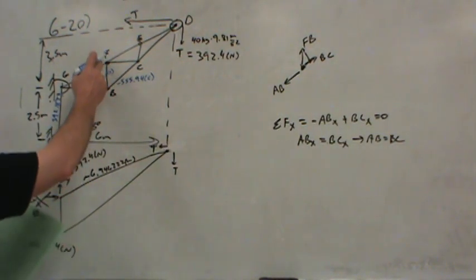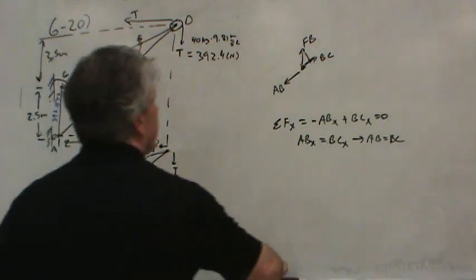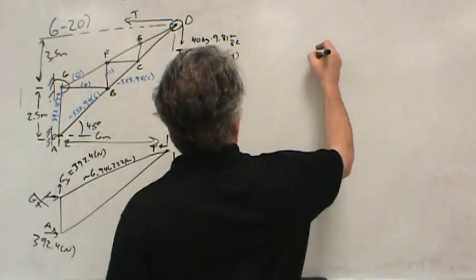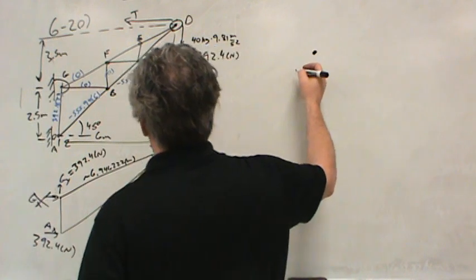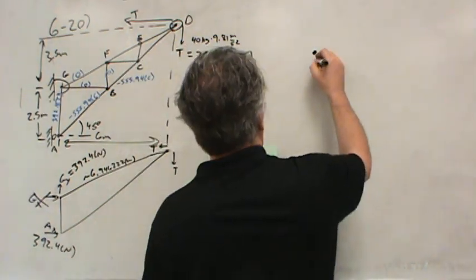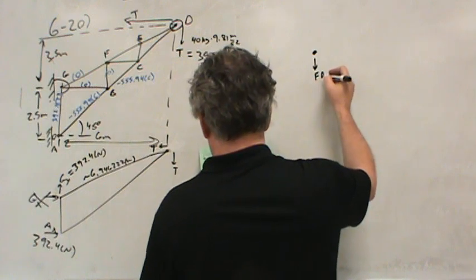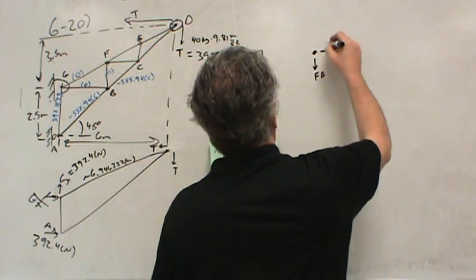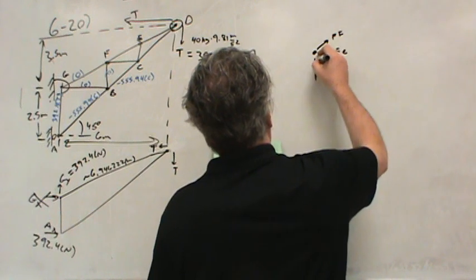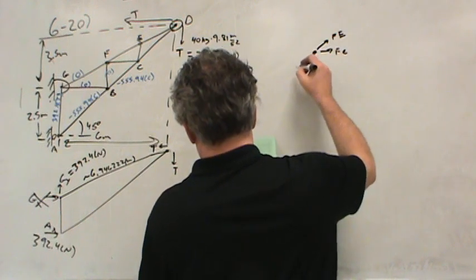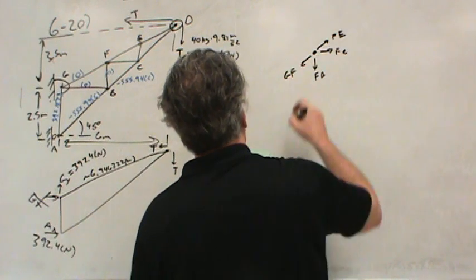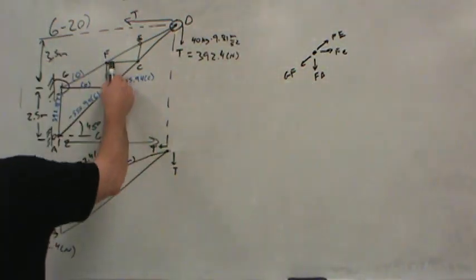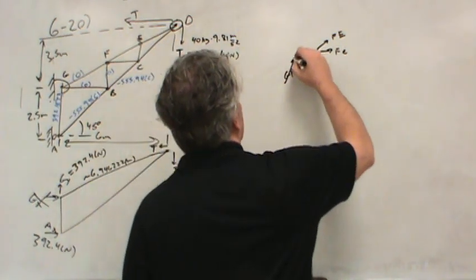Well, why don't we take care of one more point, point F, and see what happens there. You might already see what's going to happen. Well, point F would have, let's see, FB, FC, FE, and GF, but wait a second. GF is 0 and FB is 0.